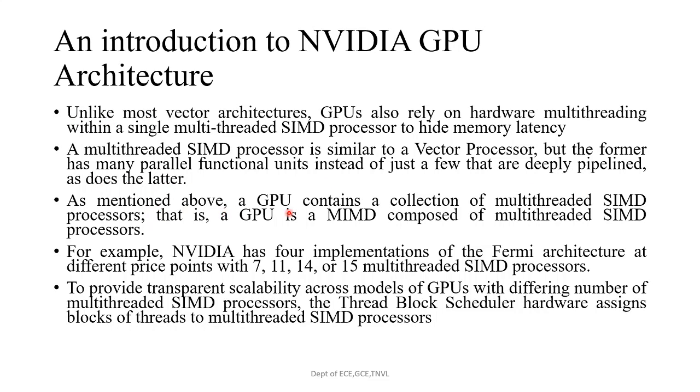As mentioned above, a GPU contains a collection of multi-threaded SIMD processors. That is, a GPU is a MIMD composed of multi-threaded SIMD processors. For example, NVIDIA has 4 implementations of the Fermi architecture at different price points with 7, 11, 14, or 15 multi-threaded SIMD processors. To provide this transparent scalability across models of GPUs with different numbers of multi-threaded SIMD processors, the thread block scheduler hardware assigns blocks of threads to multi-threaded SIMD processors.